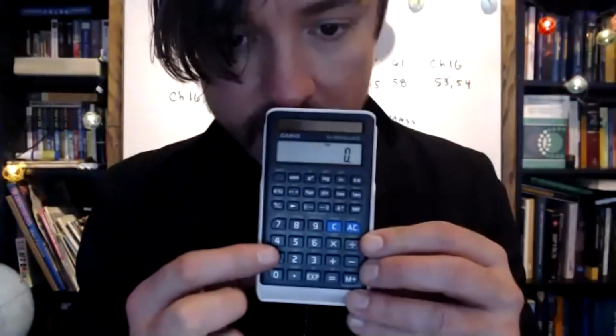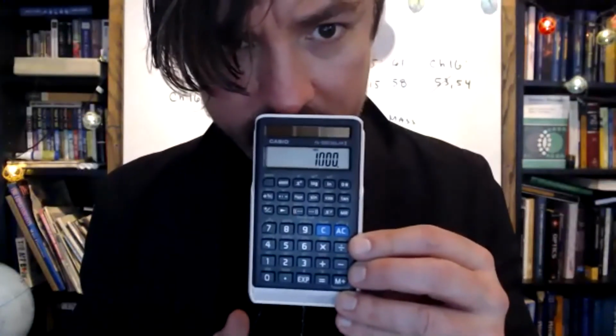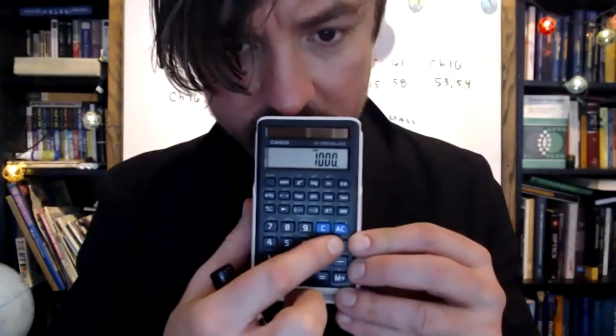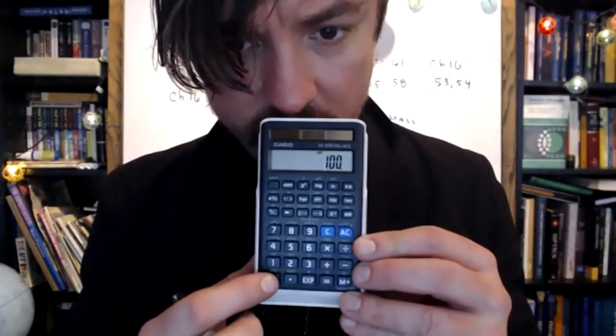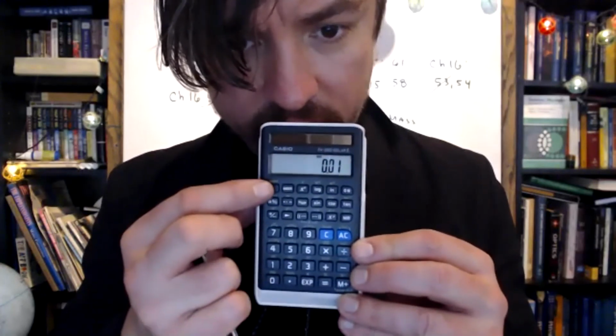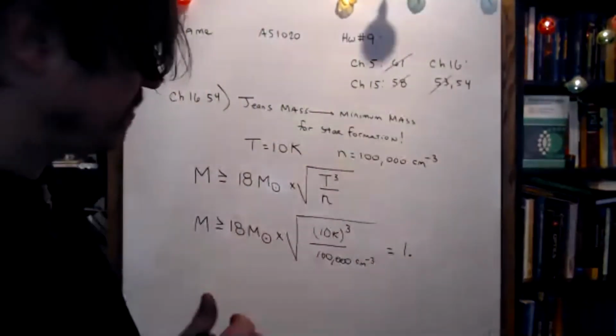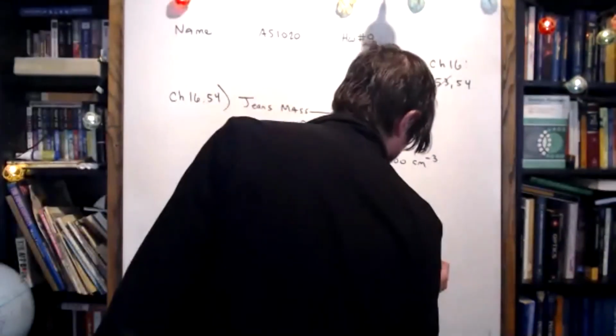Here, 10 cubed is 1,000. Divide by 100,000. You get one hundredth. Square root that to get a tenth. Then times 18 to get 1.8 solar mass units. Please verify that you guys can do that.